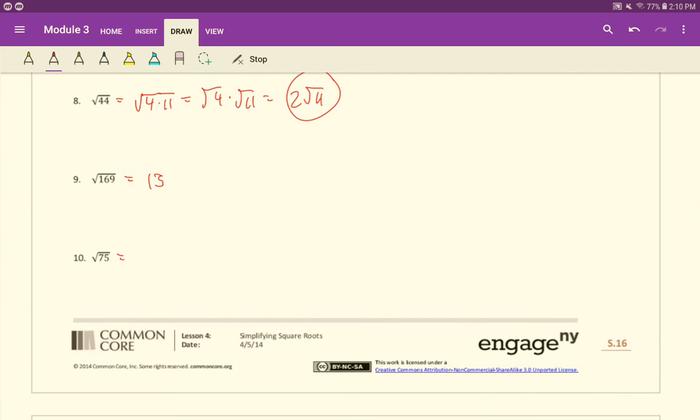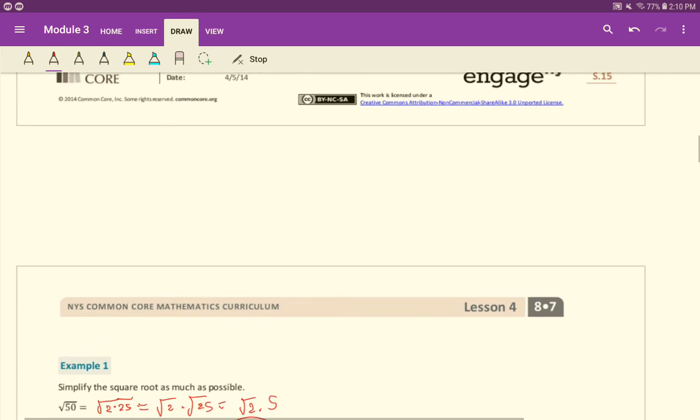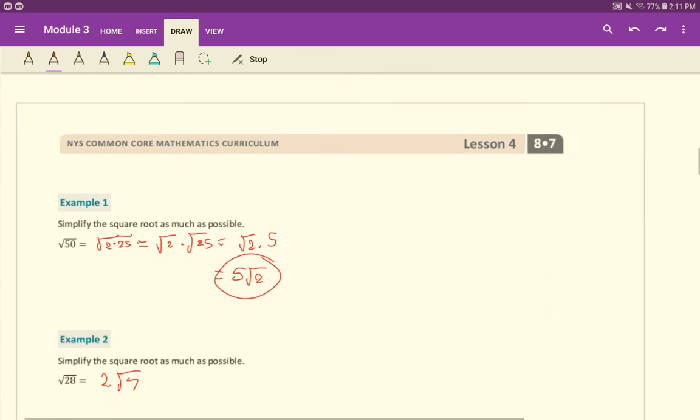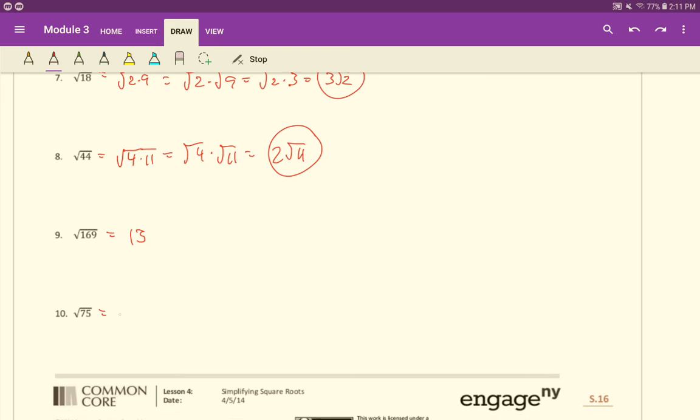75, okay, so why don't you pause the video here, look back up at your list of perfect squares, and determine what perfect squares divide 75 evenly. Okay, hopefully you figured that out. The answer is 25 is one of the perfect squares that divide 75 evenly. So then we get root 25 times 3, like so, which will equal, and now why don't you go ahead and finish the problem. Pause the video and finish the problem.